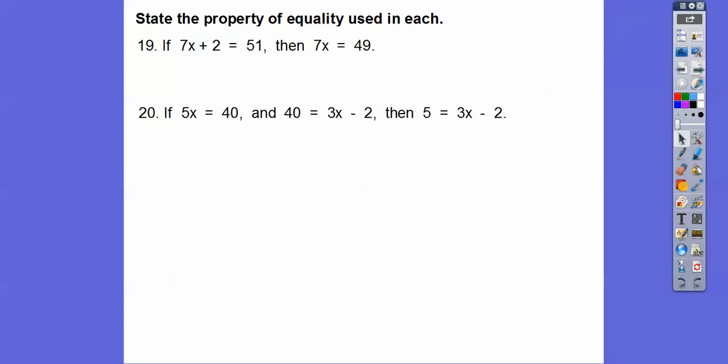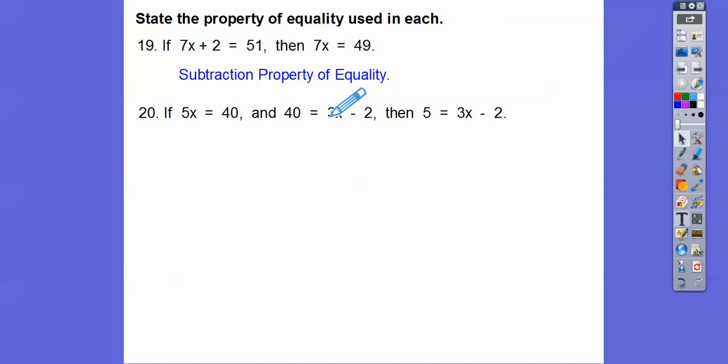Okay, last part, you guys. State the property of equality that's being used in each. Here it says if 7x plus 2 equals 51, what would you do to solve this equation? You would subtract 2 on both sides, and so that's how we got 49. So we used the subtraction property of equality. And then this one, you're going to see over and over again. It goes like this: if A equals B and B equals C, then A equals C.